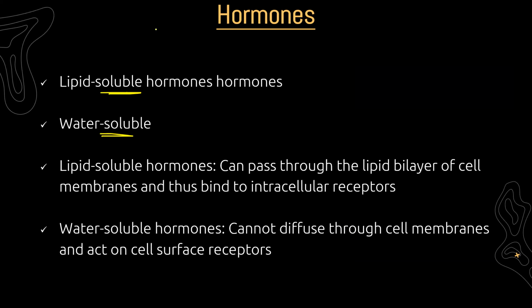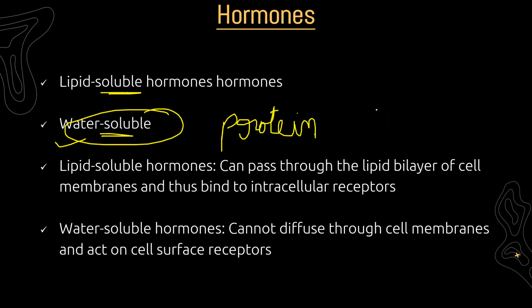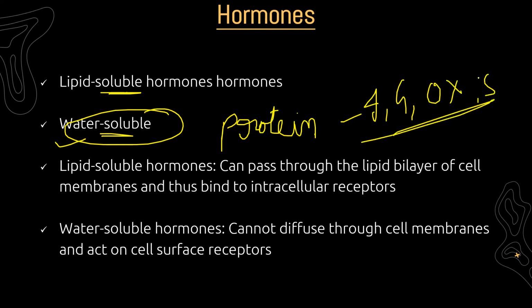There are majorly two types of hormones that we can observe. One is called water-soluble hormone. The best example I can tell all the students is a proteinaceous hormone. I'll give you the example. Let's take insulin. Let's take glucagon. Let's take oxytocin. Let's take somatostatin. They're all what? Protein. Proteinaceous hormones.